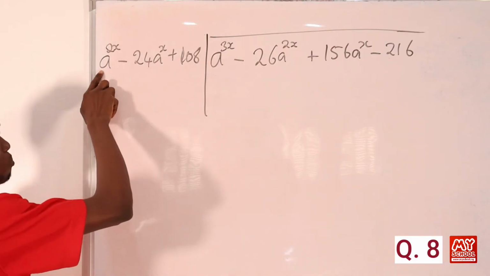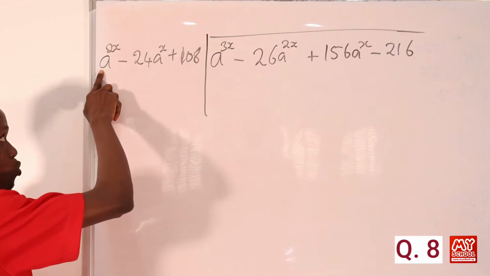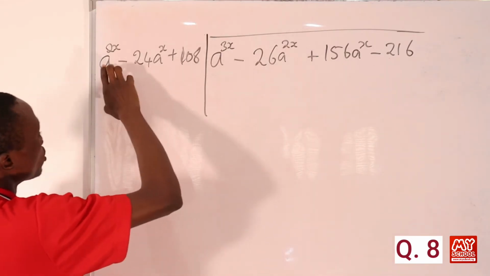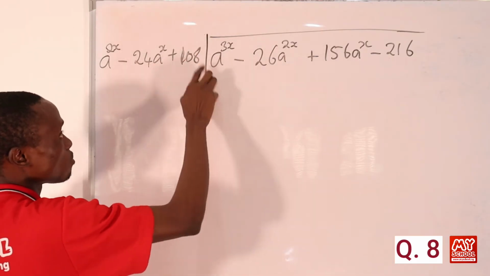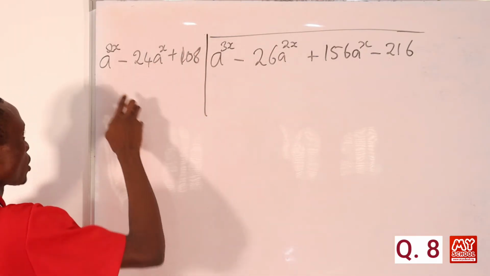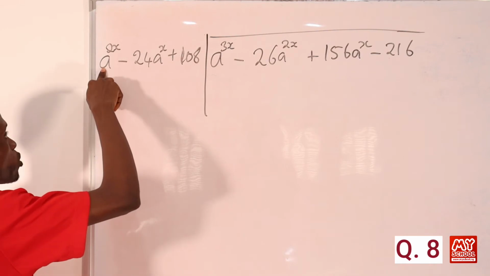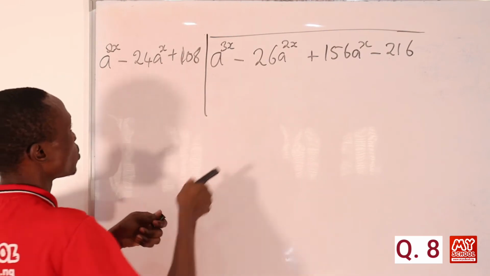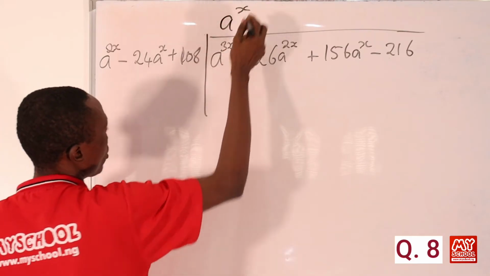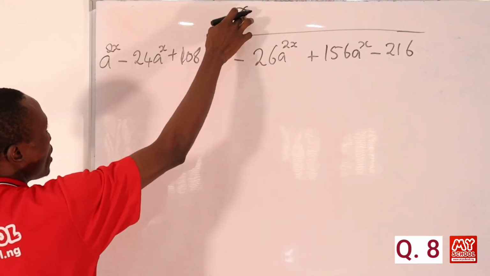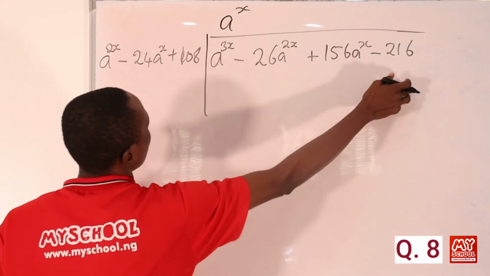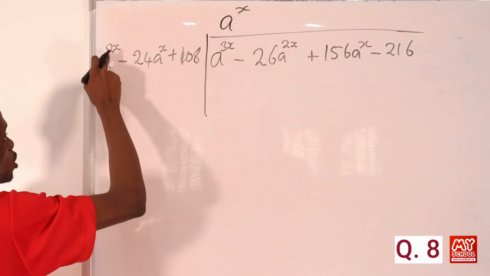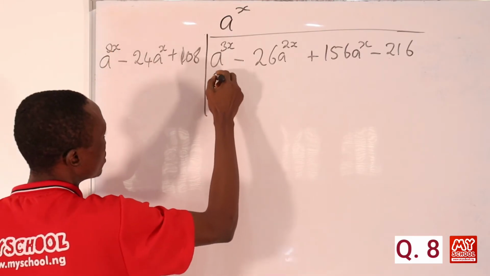First of all, divide using a raised to power 2x. So this a raised to power 2x we divide through. We divide a raised to power 3x first. Now, a raised to power 2x divided by a raised to power 3x, at the end of the day, we'll be having a raised to power x. So use this a raised to power x to multiply through here and write it under everything you have here. So a times a raised to power 2x will give us a raised to power 3x.